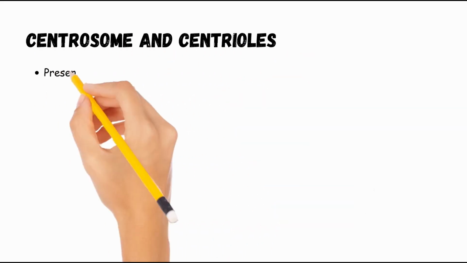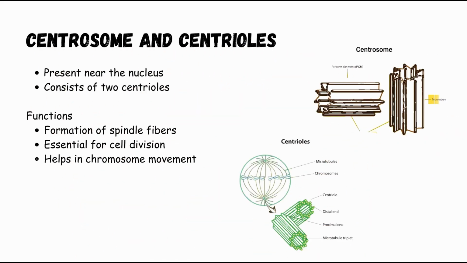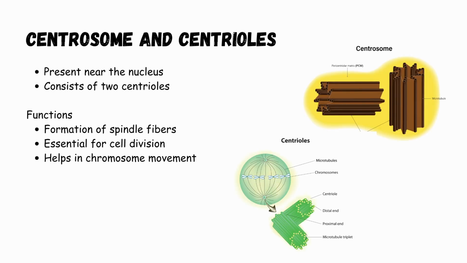The centrosome is located near the nucleus and consists of two centrioles arranged at right angles. It plays a crucial role during cell division by forming spindle fibers. These spindle fibers help in the movement and separation of chromosomes during mitosis. Therefore, the centrosome is essential for proper cell reproduction.